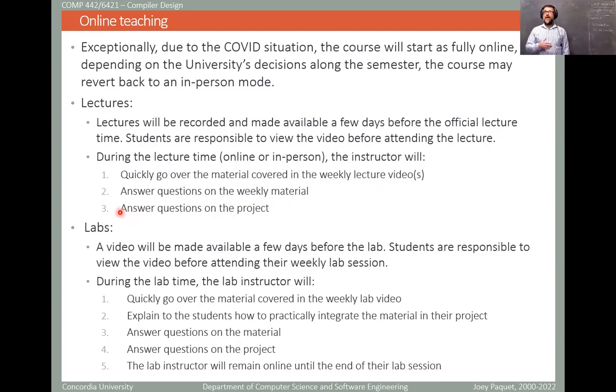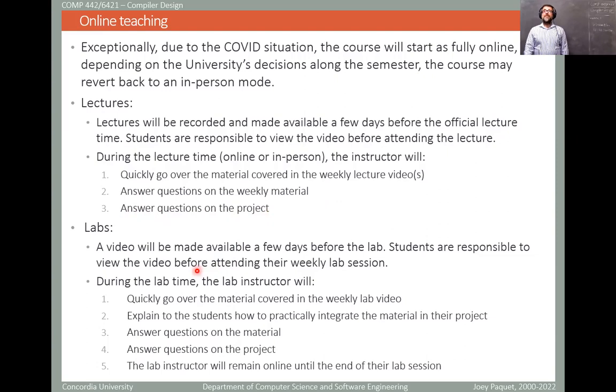And then at every lecture, I'm going to open the floor for questions on the project. We'll talk a little bit more about specific aspects of the implementation, so as to guide you in the current phase that we are at, as we proceed through the semester.